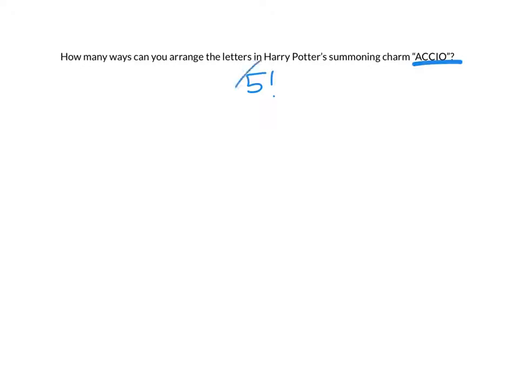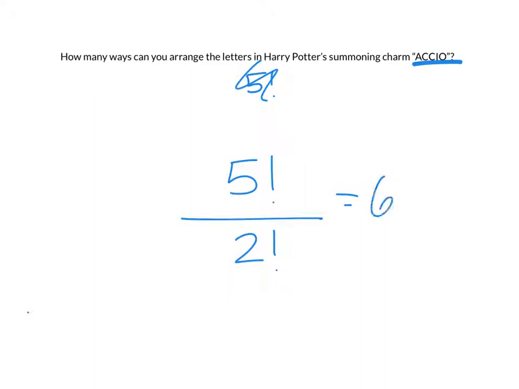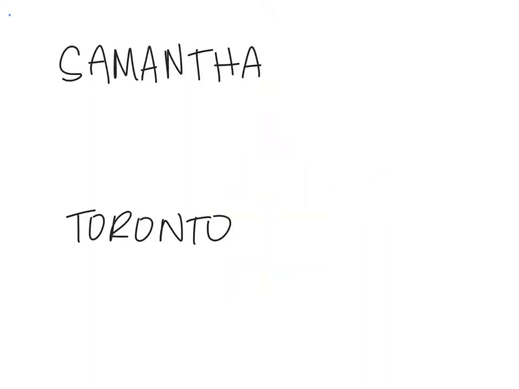So in our case, we start off with 5 total letters, and we want to remove the cases that have the same letters essentially repeated. So in our case, we've got 2 of the same letters, so we divide by 2 factorial. And that's equal to 60. Let's try 2 more words.